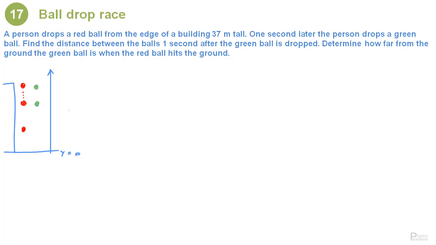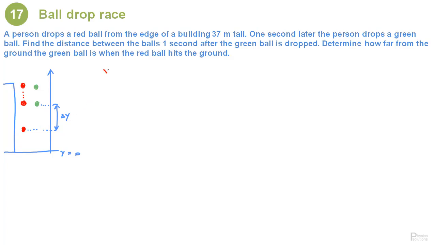The first question is find the distance between the green and the red ball 1 second after the green ball has been dropped. So we want to find the distance between these two objects, and we can call this separation delta y, because y is the axis that we're using, and we can identify then the coordinate of the green ball, and then we can identify the coordinate of the red ball, and then just take the difference, and this will be the separation between the two. So let's start with that.